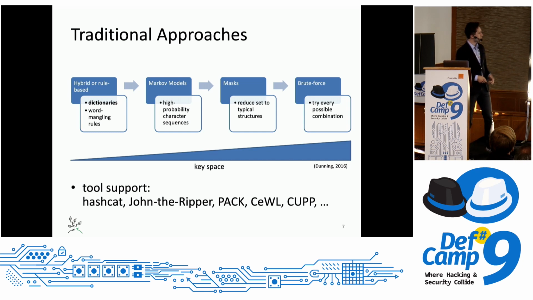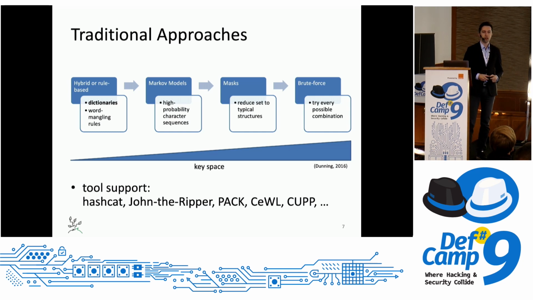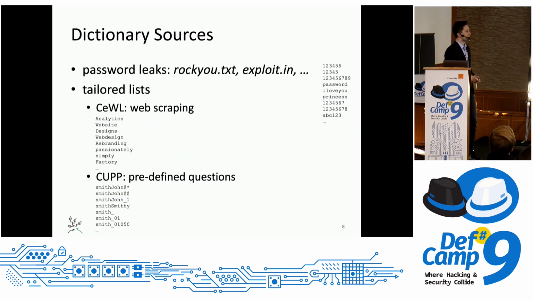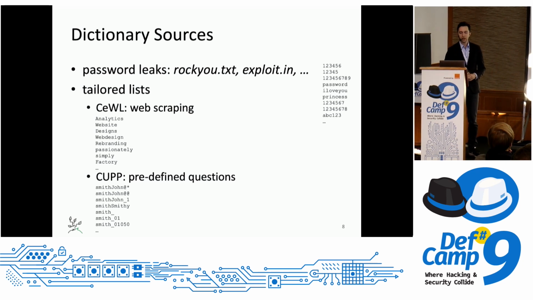What's interesting though, PACK, for instance, is a password analysis tool where you feed it a password list and it generates rules and masks and so on. So there is already some kind of high quality statistical analysis possible. If you need dictionaries, then there are several approaches. The most common approach is just to use a password leak, like the rockyou.txt password list, or the exploit.in database, or the Anti-Public Combo List, whatever you want to take. So basically you take some existing password leak and you attack the password. And here, for instance, are the most common passwords in the rockyou.txt.